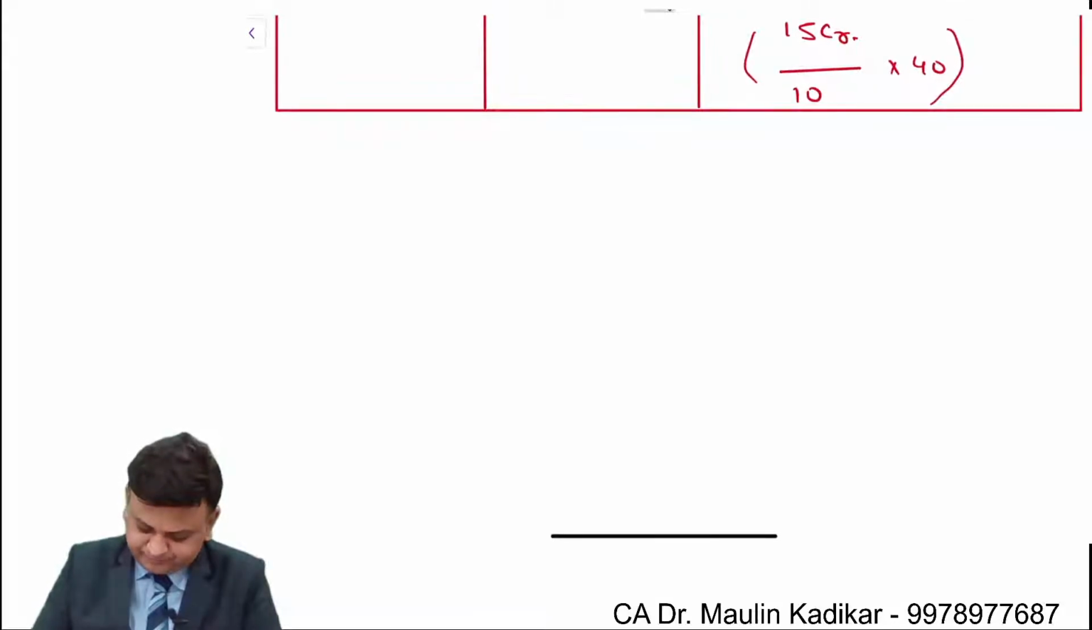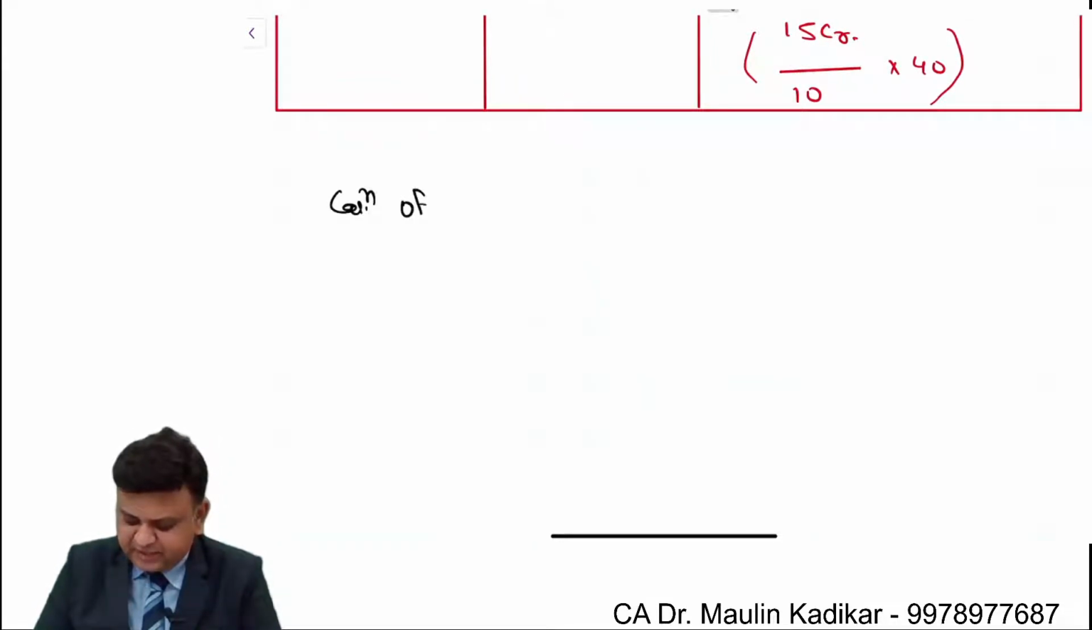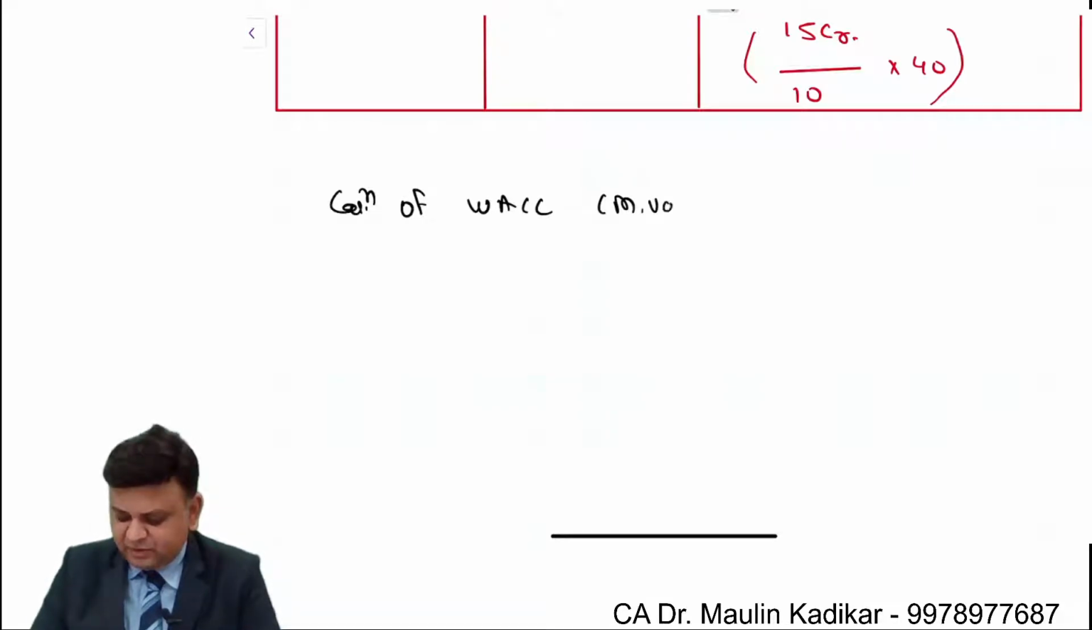Heading, write down: calculation of weighted average cost of capital based on market value proportion.